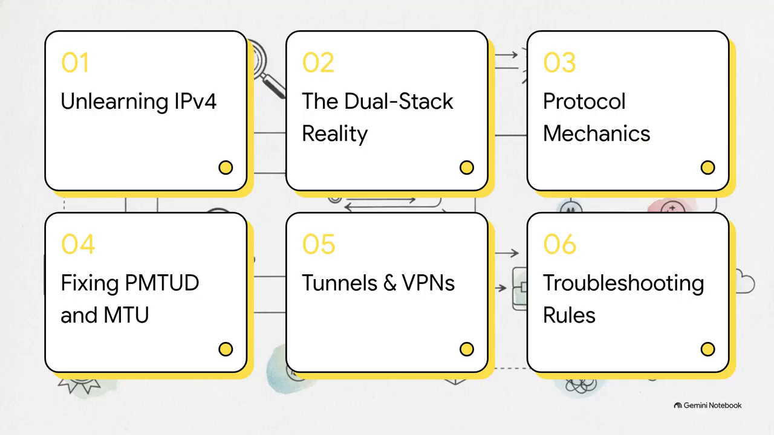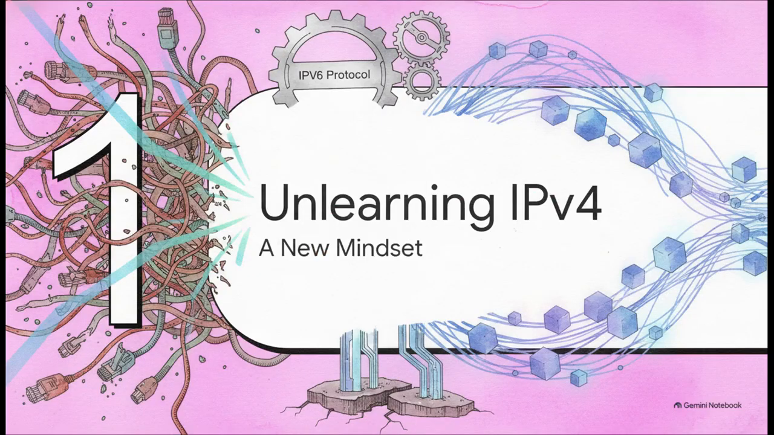So, here's our roadmap for today's diagnostic playbook. We're going to start by unlearning that IPv4 muscle memory, then take a hard look at the reality of dual-stack networks and break down some core protocol mechanics. After that, we'll tackle fixing PMTUD discovery issues, navigate the headaches of tunnels and VPNs, and finally wrap it all up with the absolute unbreakable rules of IPv6 troubleshooting. Let's get into it.